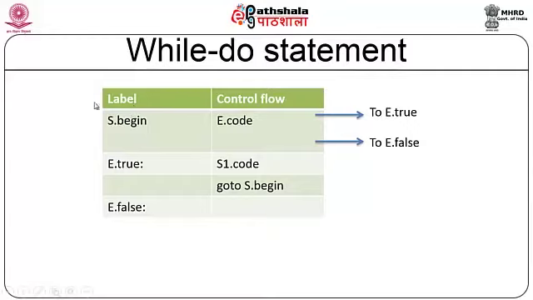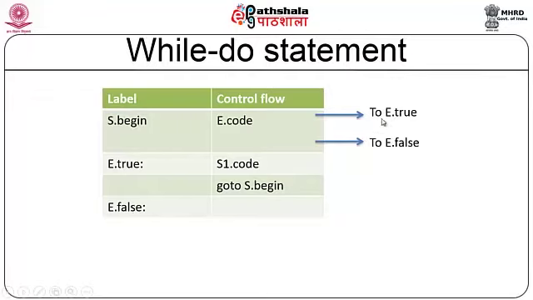So, here S.begin, under that you have to evaluate E.code. Begin is self-explanatory: you start evaluating. So, you begin with evaluating E.code, and again this will evaluate to true or false. Now, when it is false, you have to come to S.next, that is what I have here. So, E.false will be S.next.